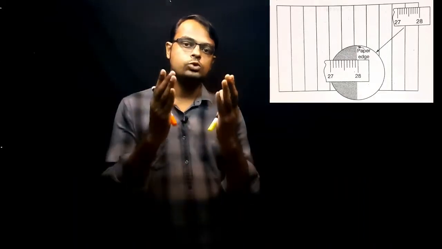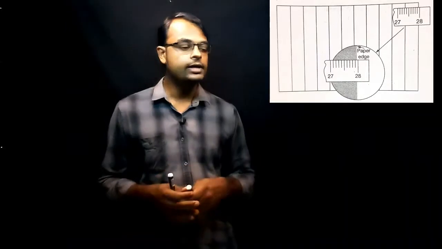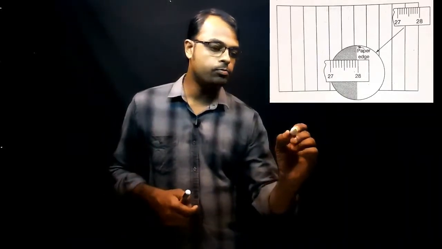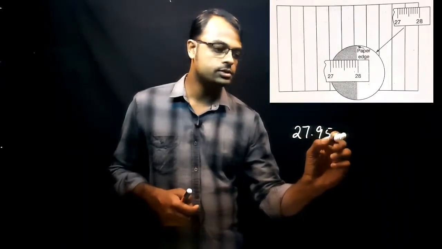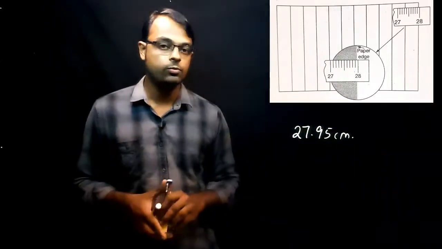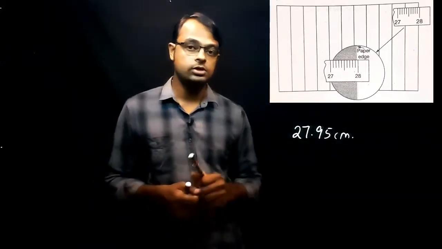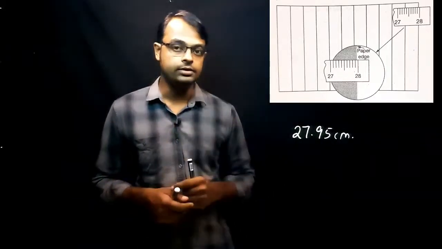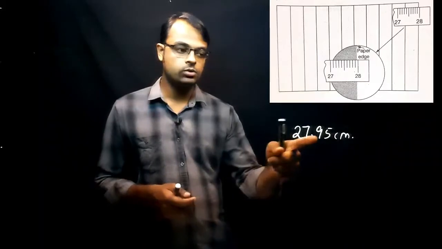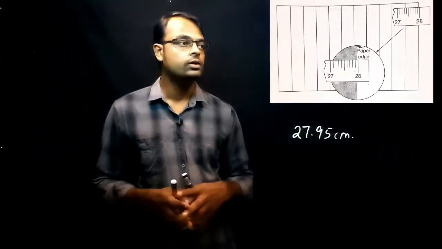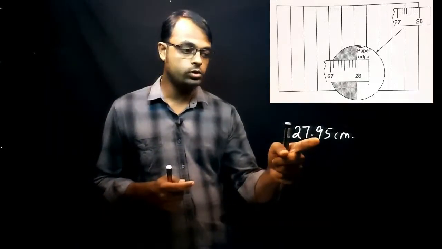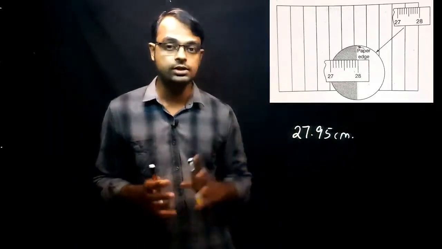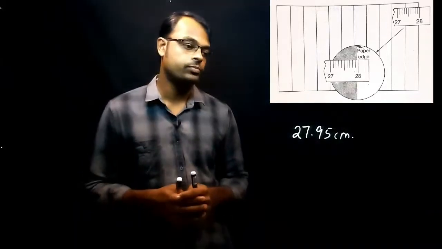So just assume that the reading is 27.95 centimeter. This is only what we can assume. Why? The least count of this measuring ruler is 1 millimeter, correct? That is, the least count is 0.1 centimeter. Here it is written as 0.01 centimeter, which cannot be measured using that ruler. So we are just assuming.